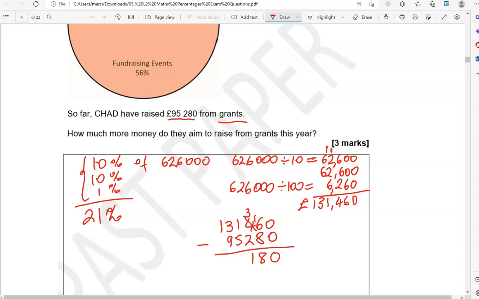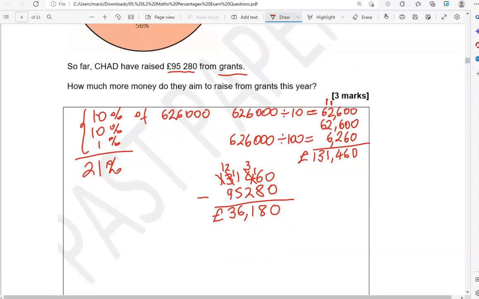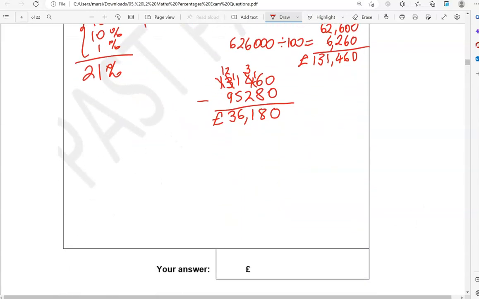1 take away 5 means we've got to borrow 1 from the 3. This becomes 11. 11 take away 5 gives us 6. So 2 take away 9 means we've got to borrow 1, and this becomes 12. Take away 9 gives us 3. So £36,180 still need to be raised from grants.